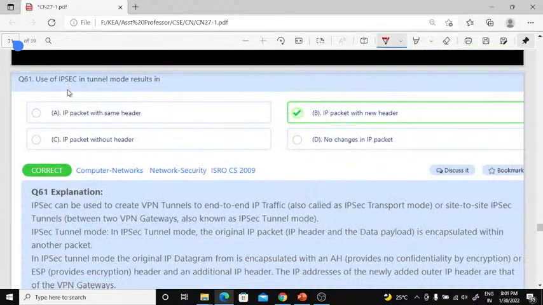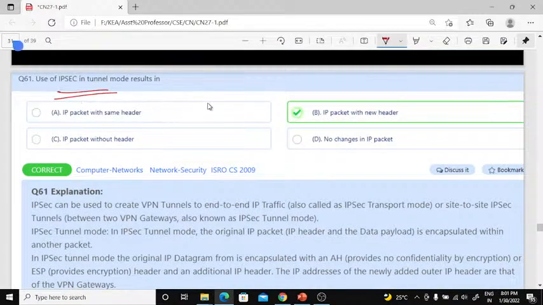IP security in tunnel mode results in an IP packet with a new header. IP security can be used to create VPN tunnels for end-to-end IP traffic. IP packet with new header.